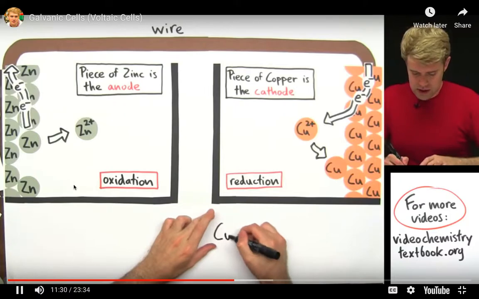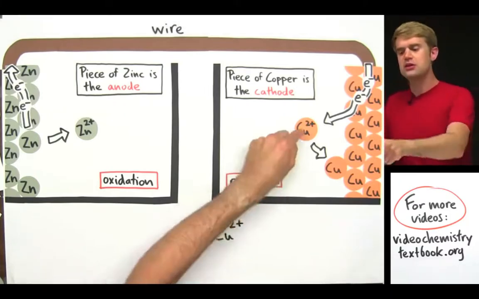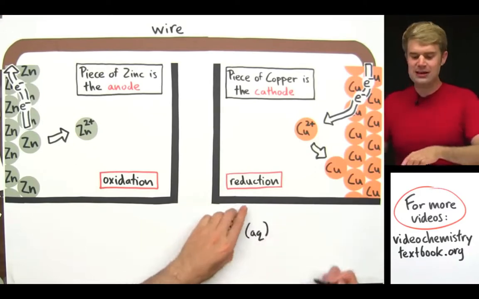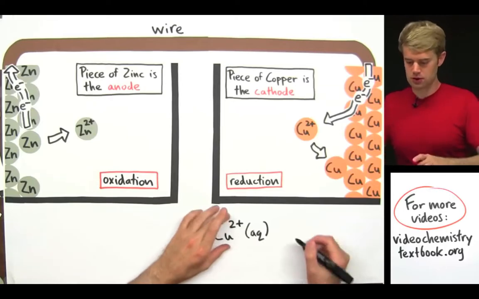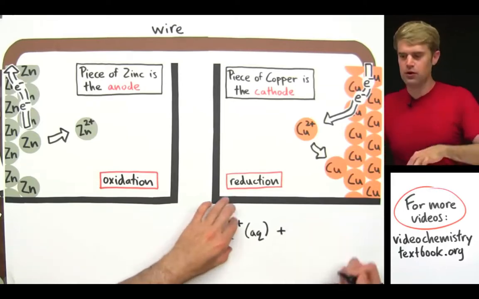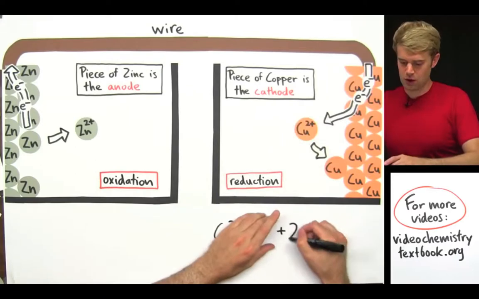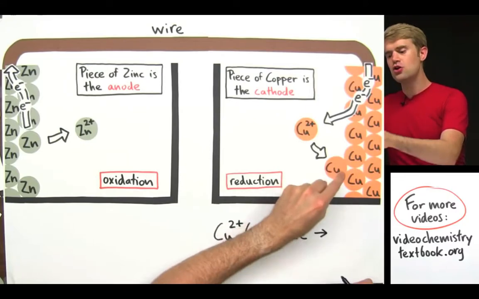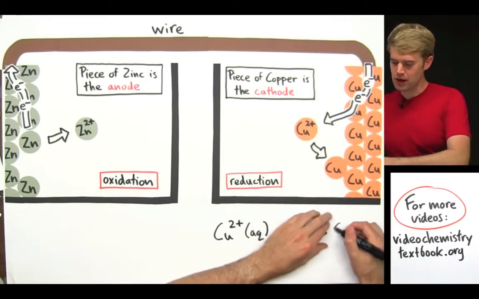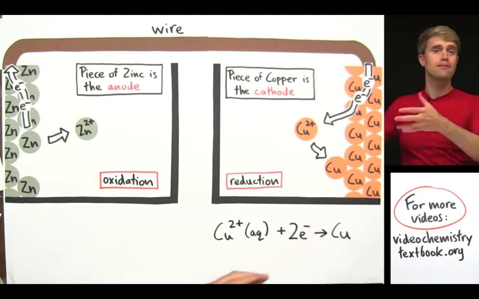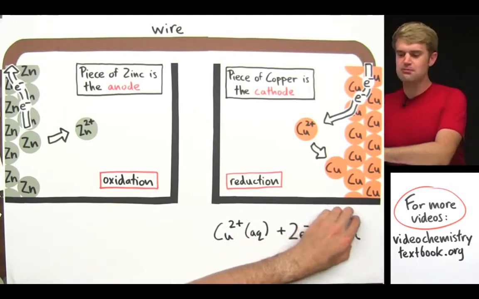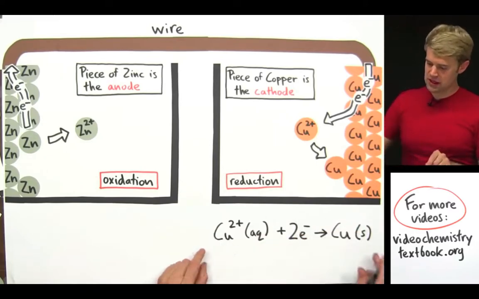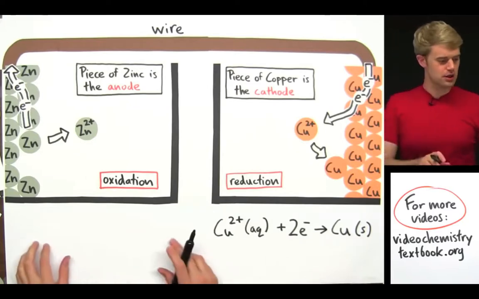We're starting with Cu2+, and this Cu2+ is dissolved in solution. So I'm going to write that with an aq for aqueous after it to show that it's dissolved in solution. Now, this Cu2+ gains 2 electrons, so I'll write plus 2e-, and that gives us a neutral copper atom. So I just write Cu with no charge after it. That shows that it's neutral, and then it's part of the solid metal, so I write an s after it. So this is the reaction for the reduction process.